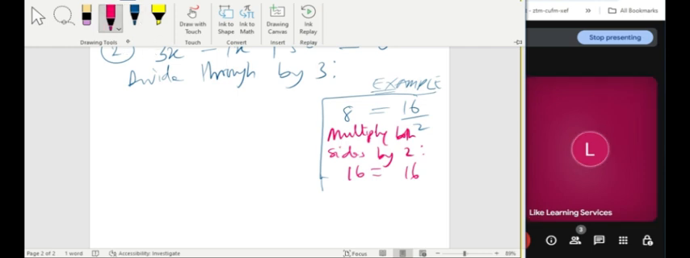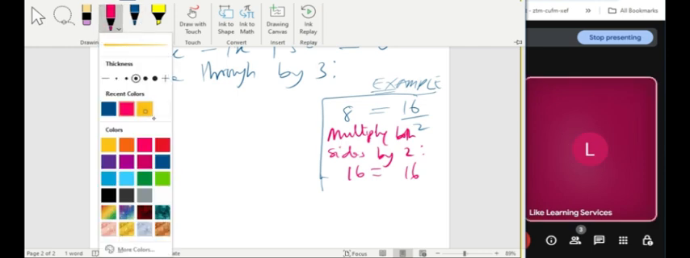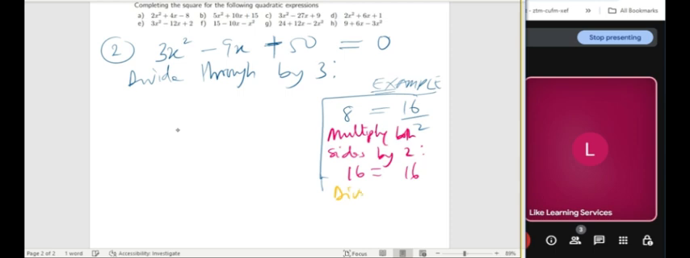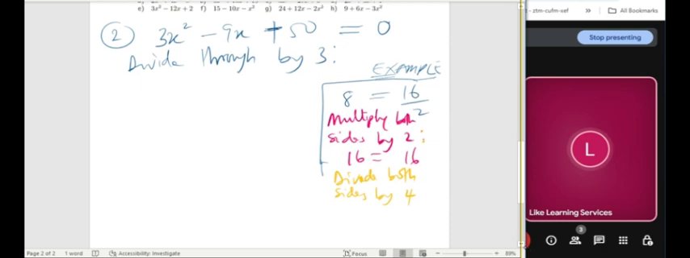No. Let's see. Divide both sides by 4. If you divide 8 by 4, what do you get? That's 2. Divide 16 over 2 by 4, what do you get? That's also 2. So it's still valid.